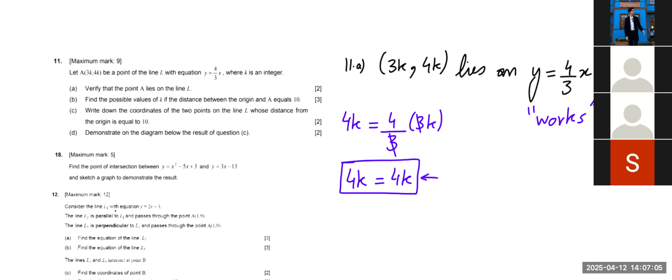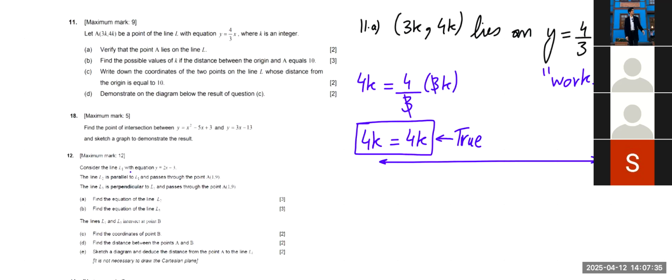I mean, basically, when I say works, it essentially means that the equation doesn't end up giving you something stupid like 2 is equal to 4, or 2 equals 3, etc. This means that the point that we plugged in is a true point. It actually does lie on this equation, and that's it. This is all you had to do. The fact that you didn't get a false equation means that the point you plugged in is in fact on this equation. That's it. Is that clear? Perfect.